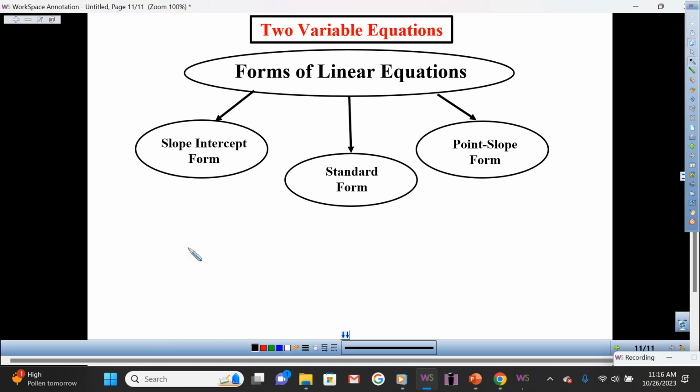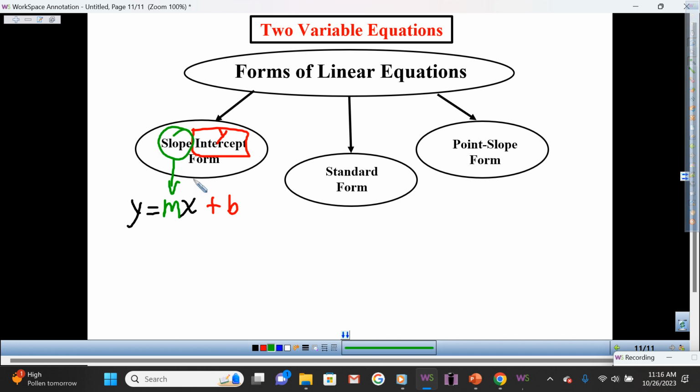Slope-intercept form, look up to the screen, looks like this: y equals mx plus b. The plus b is known as the y-intercept, whereas the m is known as the slope. Today we're going to be working with these, and they're going to be looking something like this. So, turn to your neighbor, let them know the slope of that equation and the y-intercept. What is the slope, and what is the y-intercept?